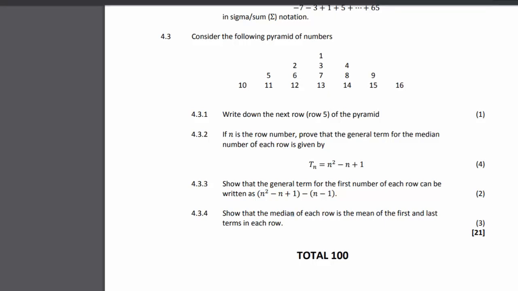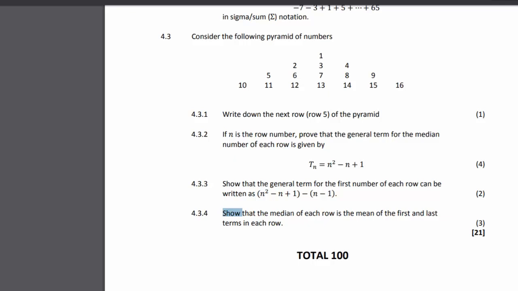Finally, let's get to the last one. Show that the median of each row is the mean of the first and the last terms in each row. Now, I wanted it to be proof. I wanted you to prove it. And so I wanted to show that if you find the mean, in other words, the average between the first term and the last term, you will get the median. And I wrote show. So let me show you the proof for this.